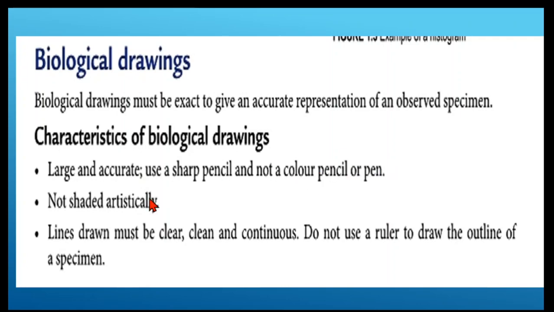Not a pen, not colored. Not shaded. Don't shade it like drawing a cartoon. Not shaded, and the lines drawn must be clear. That's why it says here a sharp pencil is needed. And then the lines must be clean and continuous, not broken. Do not use a ruler to draw the outline of a specimen. So it is freehand only, no need to use a ruler, because a ruler is too straight.